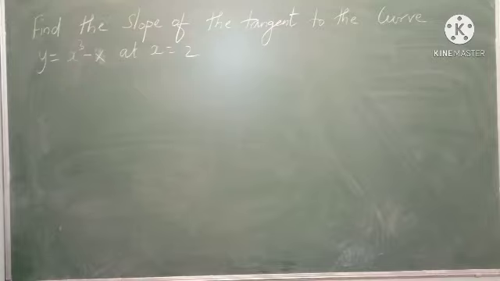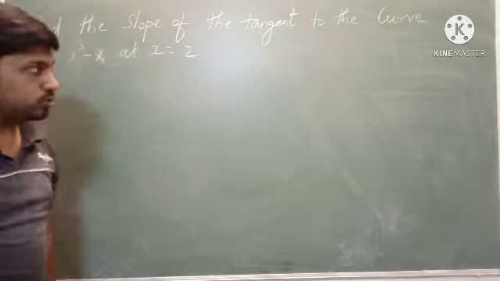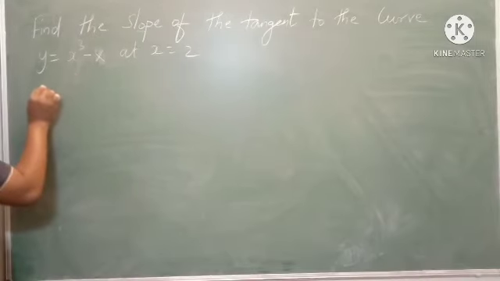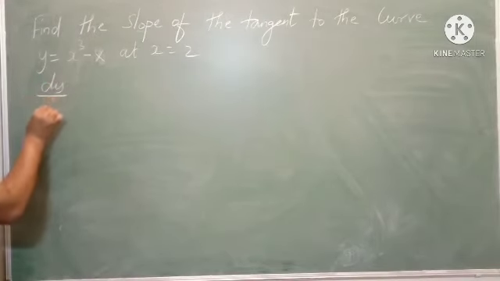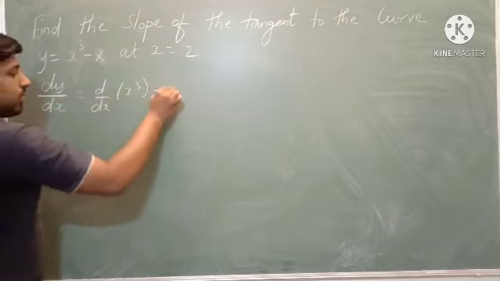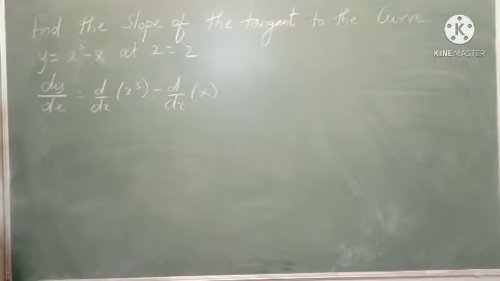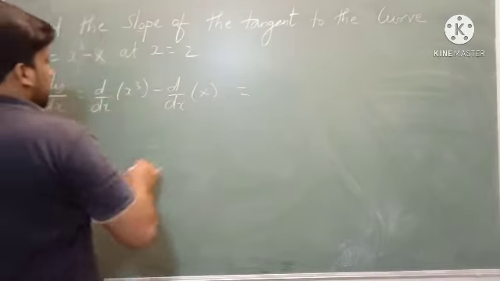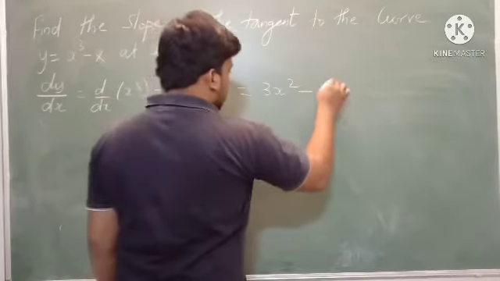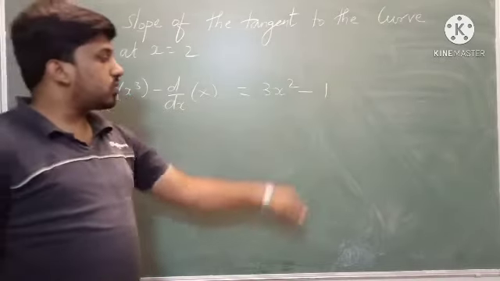So this is one of the problems. Next question we have: find the slope of the tangent to the curve y is equal to x cube minus x at x is equal to 2. So slope of the tangent is nothing but dy by dx, isn't it? So we'll directly differentiate this. If you find dy by dx, we'll be getting d by dx of x cube minus d by dx of x, right? This function I'm going to differentiate. d by dx of x cube is nothing but 3x square, minus d by dx of x is nothing but 1, isn't it? So 3x square, I'm using the x to the power of n form, so 3x square minus 1.